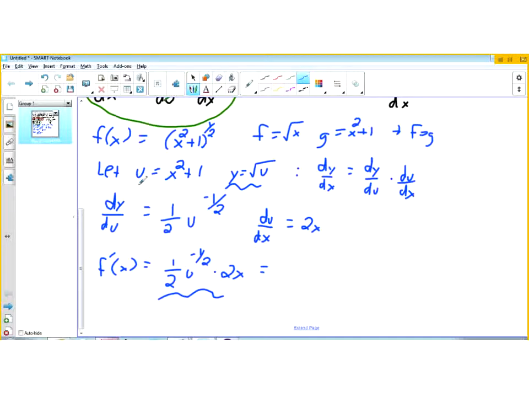Now we want this result expressed in terms of x, so we substitute in what u is in terms of x. Here u is equal to x squared plus 1. So we plug that in for u. We have 1/2 times x squared plus 1, to the negative 1/2, times 2x, and then we can simplify that. So the answer will be x divided by the square root of x squared plus 1. All right, so for that example.